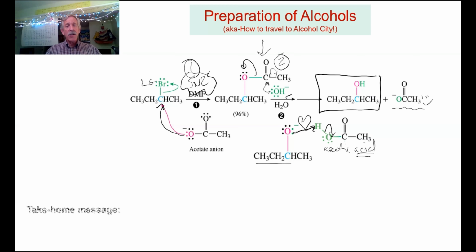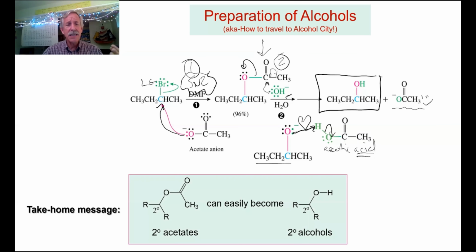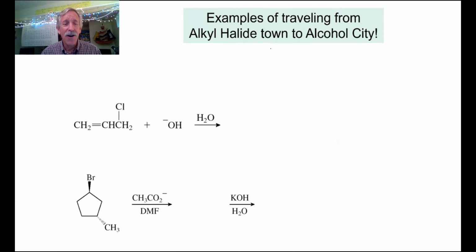So take home message from all of this. Please, please keep in mind, if you want a secondary alcohol, then the only way to really produce it in high yield is to create the secondary acetate, okay? And so do an SN2 with the acetate first, and then OH minus second. Pretty cool. All right, we're flying through Alcohol City.